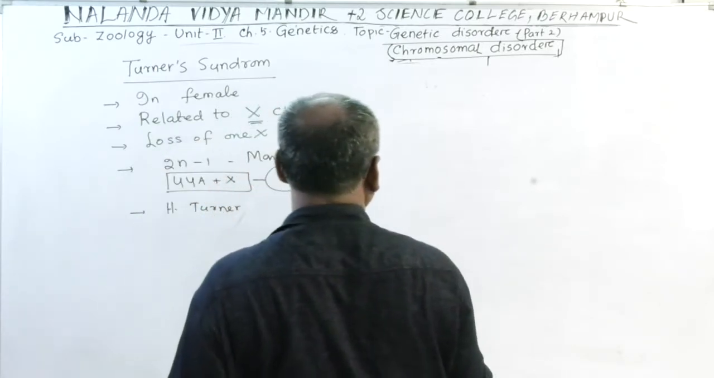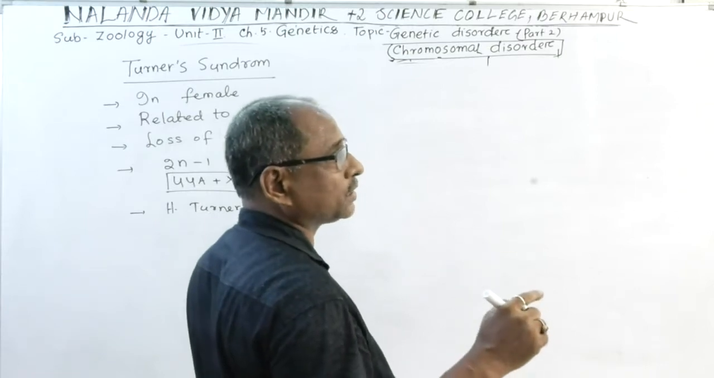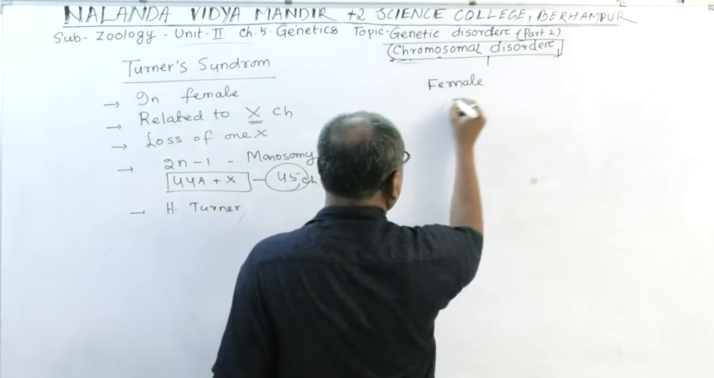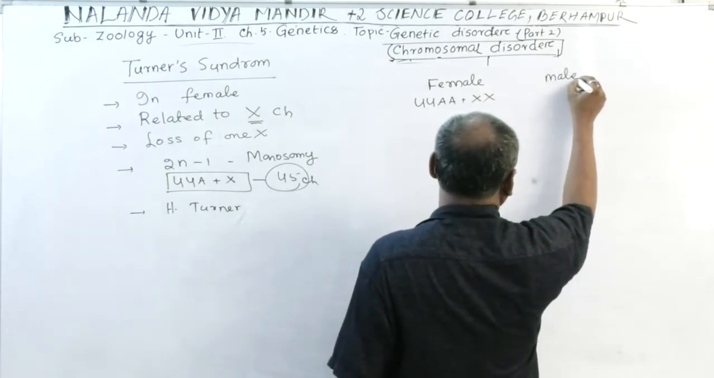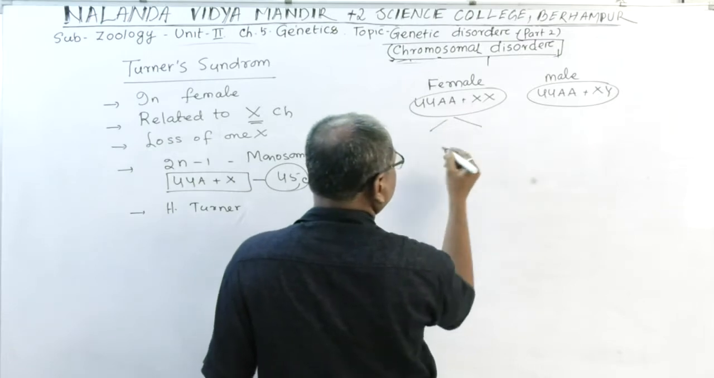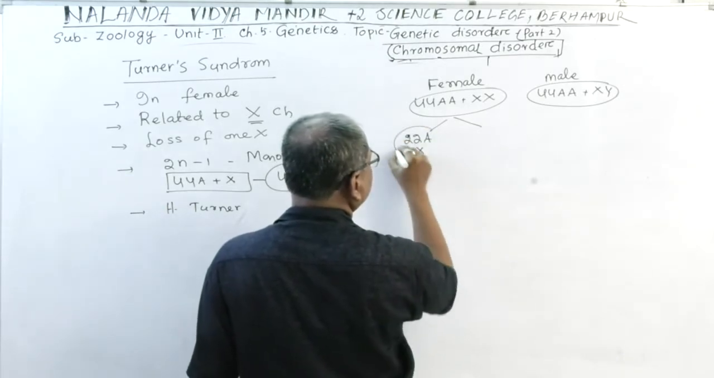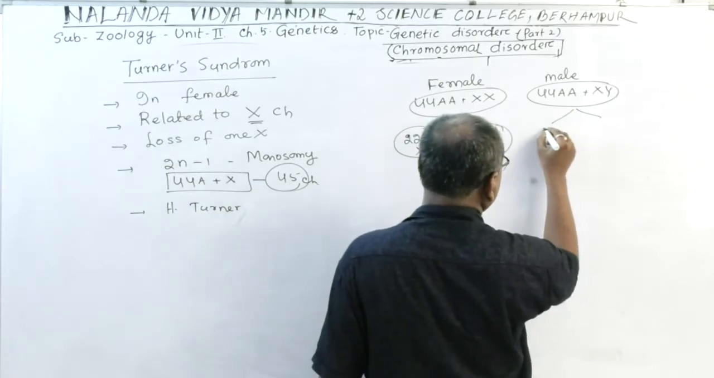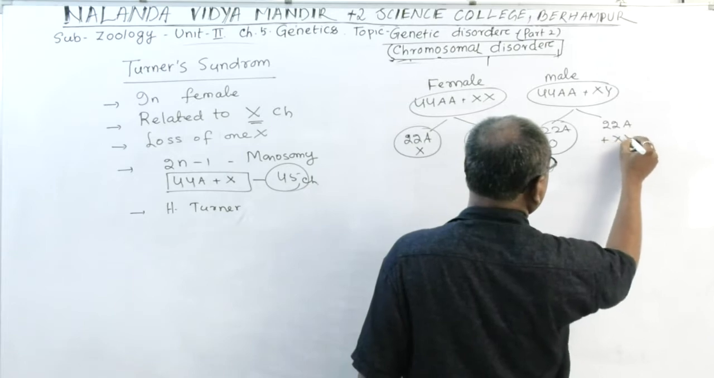The person with Turner syndrome results from the fertilization of a normal sperm with an abnormal ovum, or an abnormal sperm with a normal ovum. The female has 44 autosomes plus XX and the male has 44 autosomes plus XY. The female produces a normal egg with an X chromosome, but if the sperms are abnormal, that is 22 autosomes plus 0, or 22 autosomes plus XY.